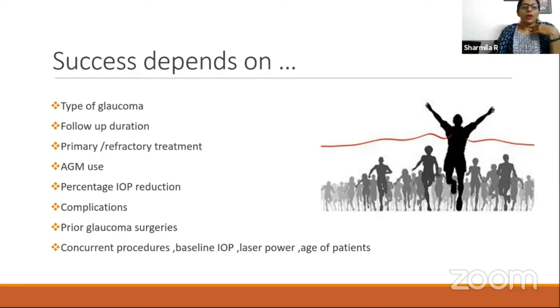It also depends on the complications involved, the prior history of glaucoma surgeries, and many concurrent procedures. Sometimes we may combine it with a cataract surgery, so we do not know which is producing the effect. It also depends on the baseline intraocular pressure, the power settings, and most importantly, the age of the patients, because in younger patients, it does not really do so well.